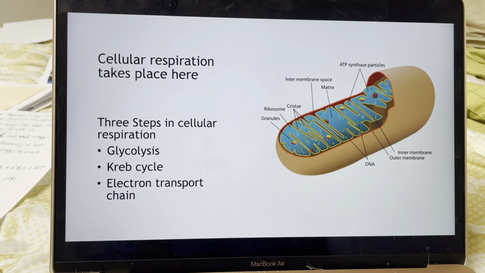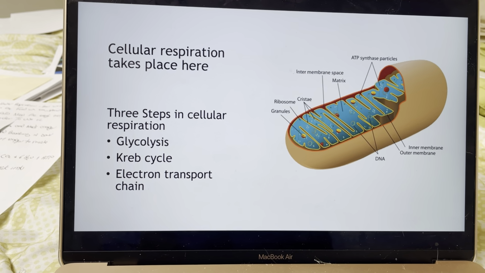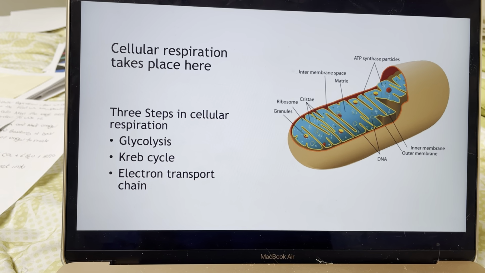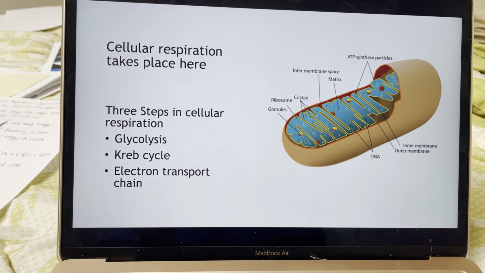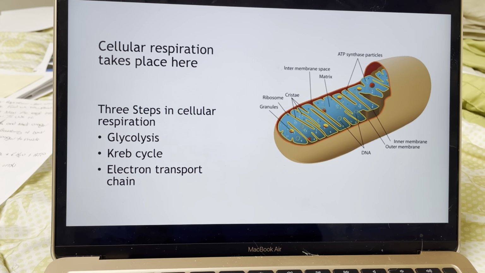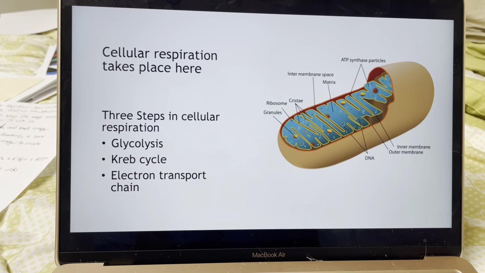So cellular respiration takes place in the mitochondria, and it takes place over 3 steps, and we're quite familiar with them: glycolysis, the Krebs cycle, and the electron transport chain. I'm just going to break it down a little further.